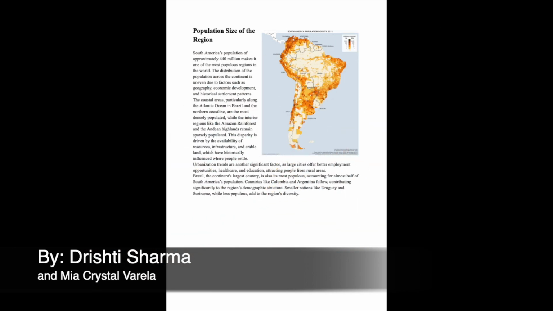Okay, we'll first look at the approximate population size of the region. South America's population of approximately 440 million makes it one of the most populous regions in the whole world. The distribution of the population across the continent is uneven due to factors such as geography, economic development, and historical settlement patterns. The coastal areas, particularly along the Atlantic Ocean in Brazil and the northern coastline, are the most densely populated, while the interior regions like the Amazon rainforest and the Andean highlands remain sparsely populated.